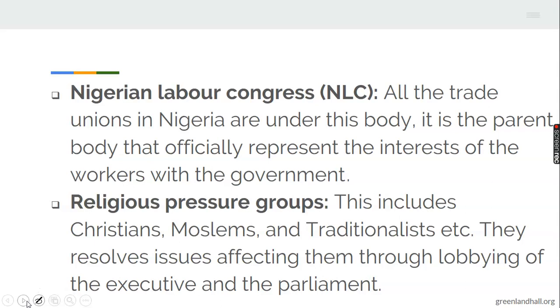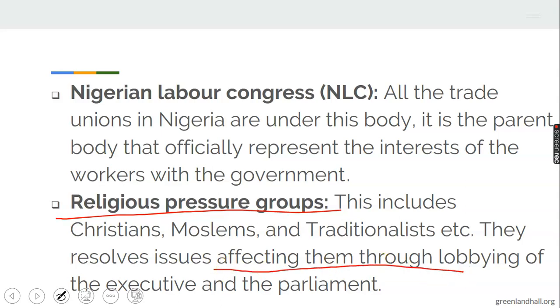Another one is religious pressure groups. This includes Christians, Muslims, and even traditionalists. They resolve issues affecting them through lobbying of the executive and the parliament.